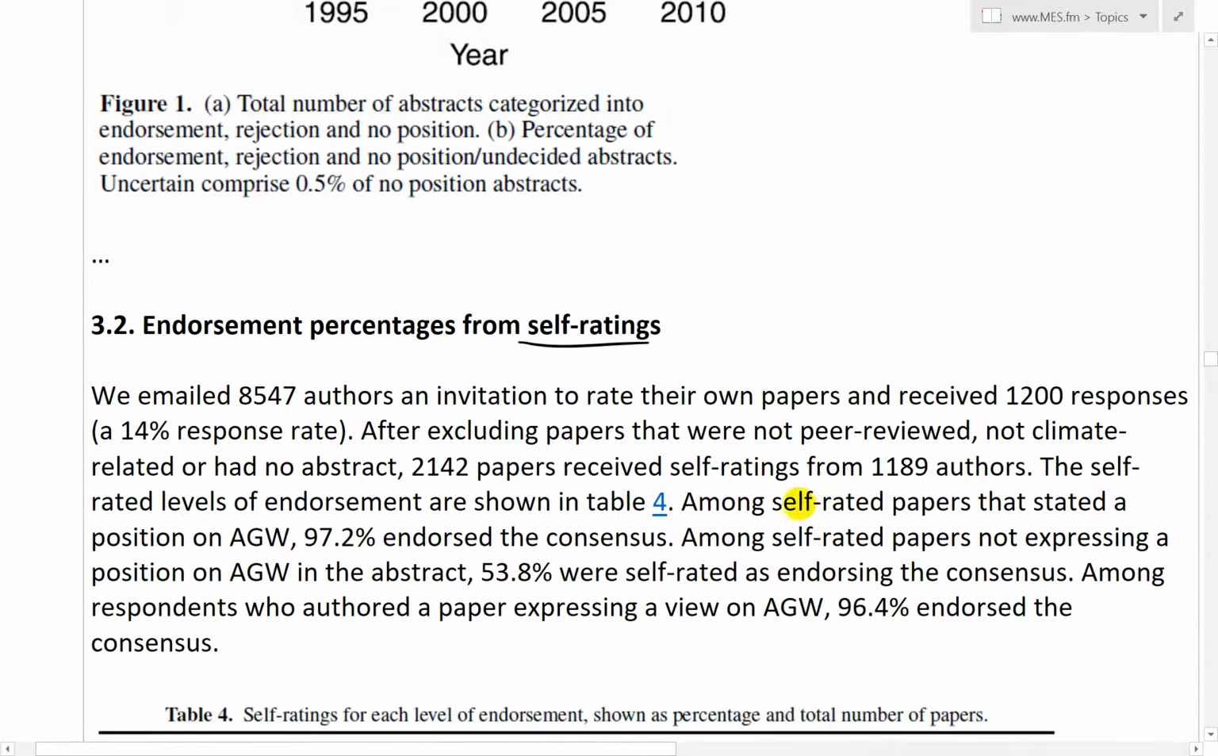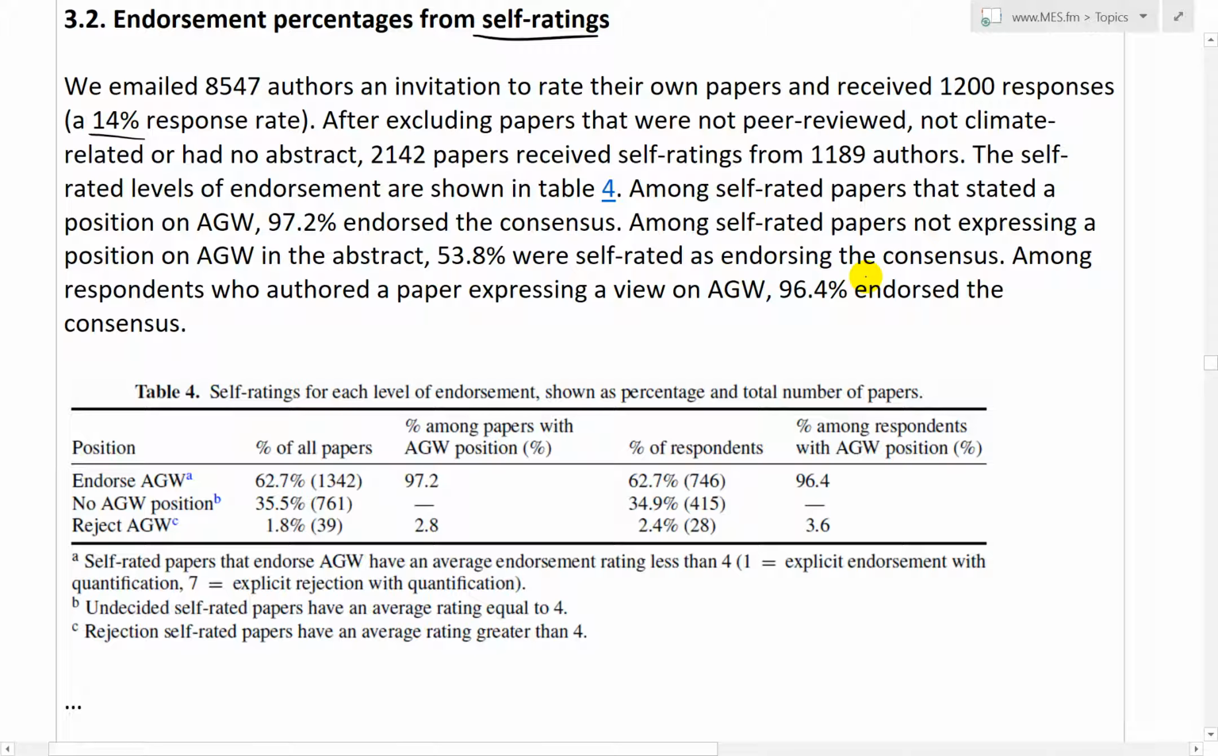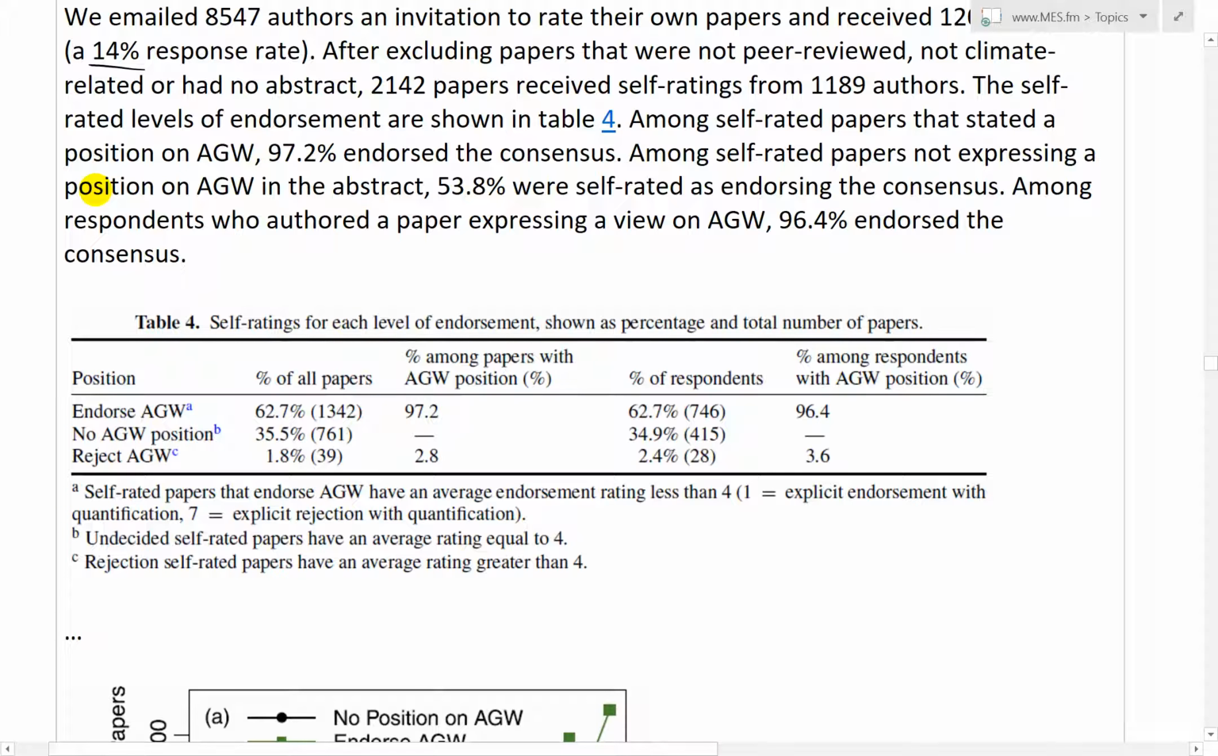So, endorsement percentages from self-ratings. We emailed 8,000 authors an invitation to rate their own papers and received 1,200 responses, a 14% response rate, after excluding papers that were not peer-reviewed, not climate-related, or had no abstract. 2,142 papers received self-ratings from 1,189 authors. The self-rated levels of endorsement are shown in Table 4. Among self-rated papers that stated a position on AGW, 97.2% endorsed the consensus.